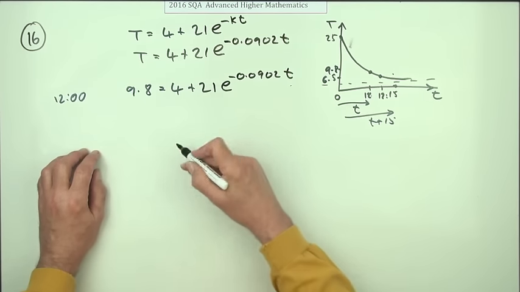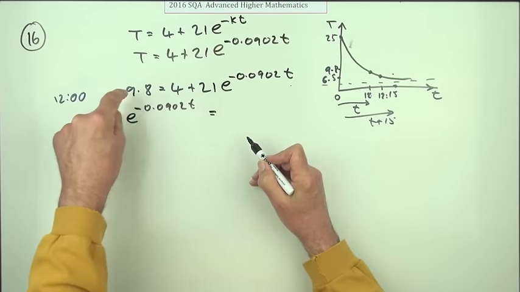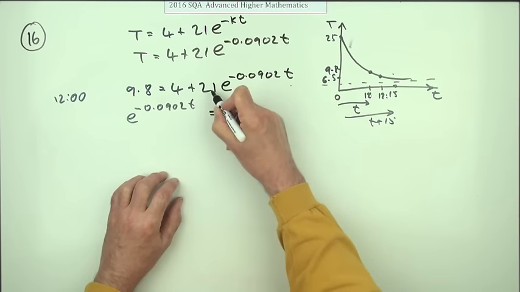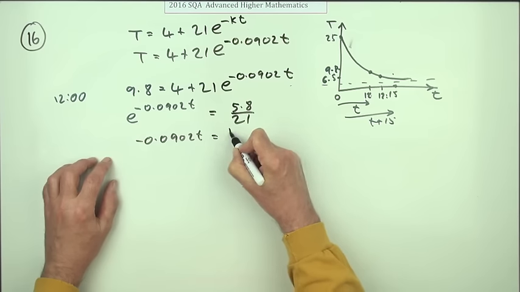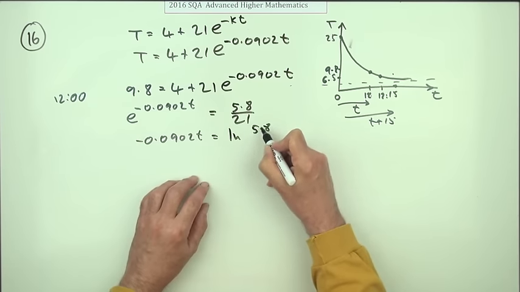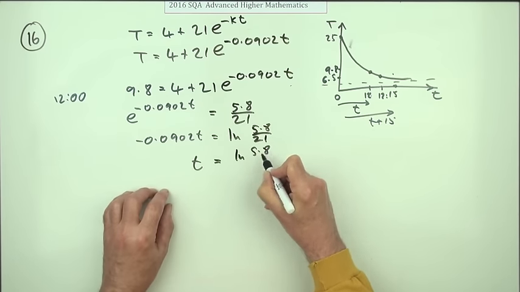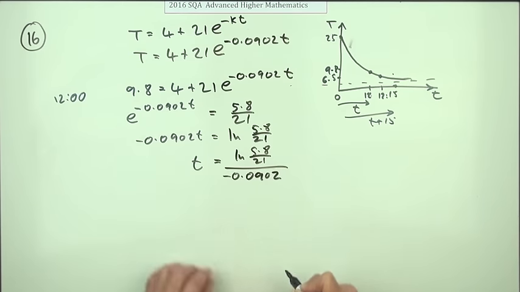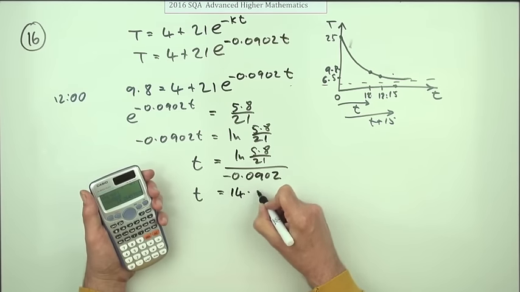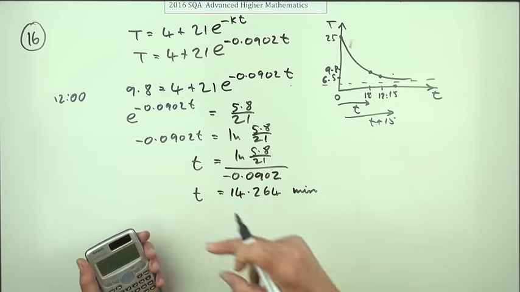So we'll just solve this then. I'm just going to write it the other way around. e to the negative 0.0902t equals, I'm just going to rattle through it, so I'm taking away 4, so that's 5.8, and I'm dividing by 21. Then negative 0.0902t will be the logarithm of that, using the inverse, 5.8 over 21. And finally, t, we're getting close, is ln of 5.8 over 21 divided by negative 0.0902. Calculator. And this gives me 14.264, which I presume is minutes that elapsed up to 12 o'clock.